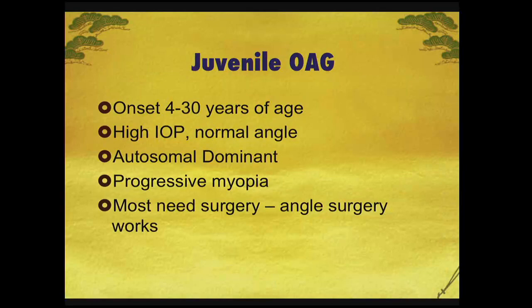All right, juvenile open-angle glaucoma. This is glaucoma diagnosed in individuals from age 4 to 30. This is a high-pressure glaucoma. They have a normal angle. Frequently, it's autosomal dominant. Many of them have a progressive myopia. In this age group, their axial length is not increasing under pressure, so the myopia is from other reasons. While you can treat many of these patients with medications, many of them will end up needing surgery. And angle surgery does work, even in the 20-year-olds.